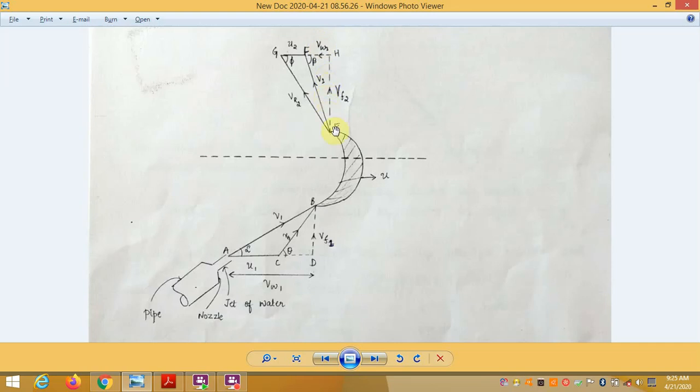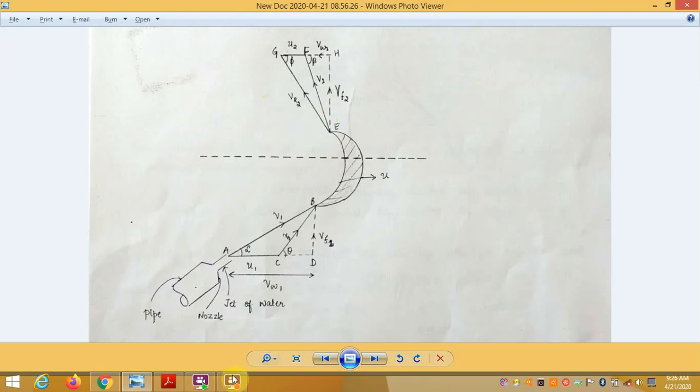Therefore the vertical component of V2 is EH, which represents the velocity of flow at the outlet, VF2. So therefore triangle EGH represents the velocity triangle at outlet.